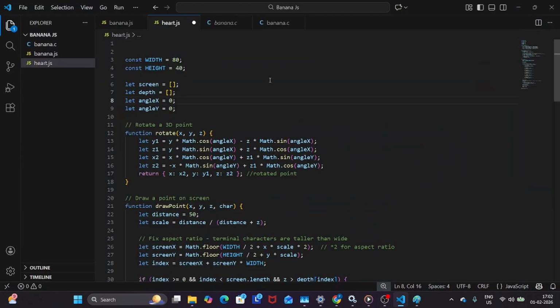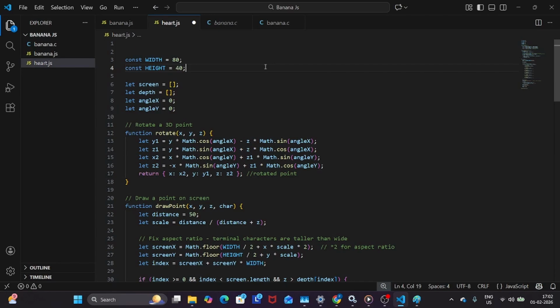So let's understand this. What is this doing? In a quick recap, this is width and height. We are basically telling JavaScript how big our screen is in characters. Width means the horizontal line can have 80 dots, like 80 columns. And the 40 means the vertical line can have 40 dots.